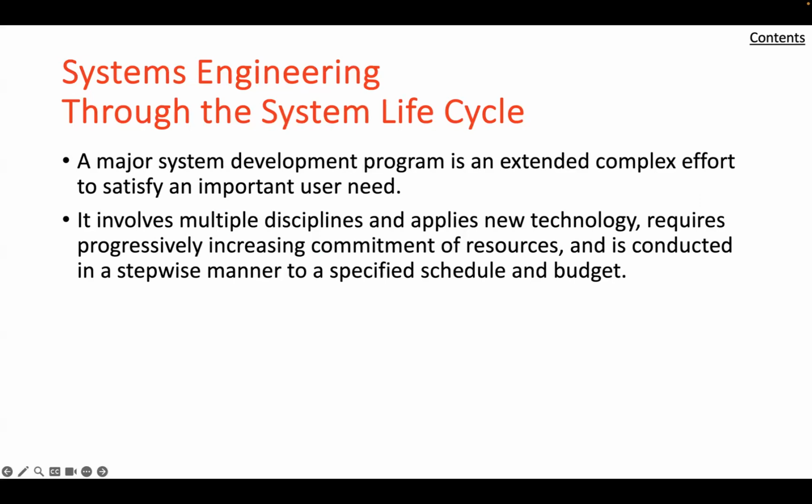So this chapter, this lecture, is devoted to describing the basic system development process and how system engineering is applied at each step of the process. You'll see that some of these diagrams will be referred to again as we go through the system life cycle. A typical major system development exhibits the following characteristics.